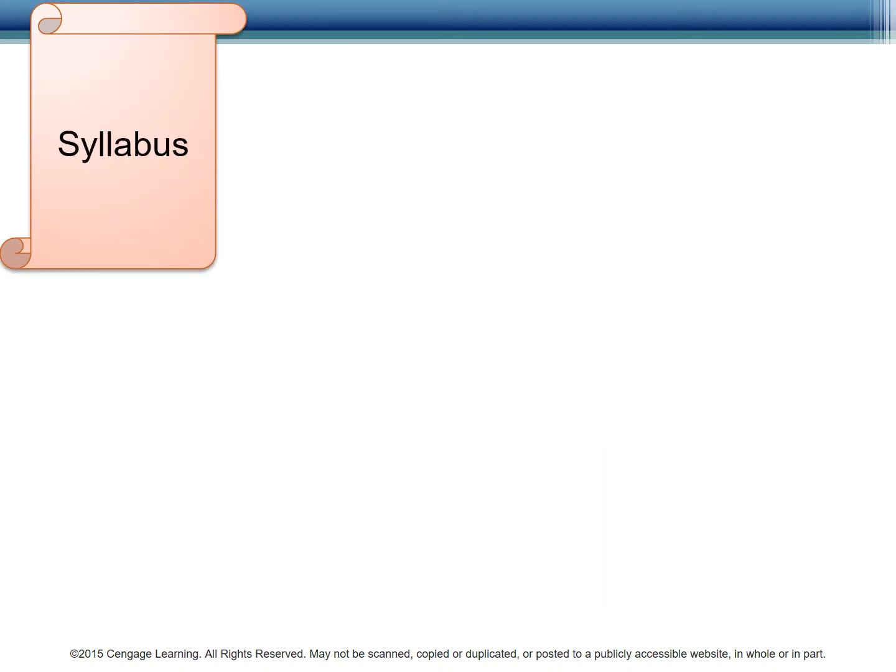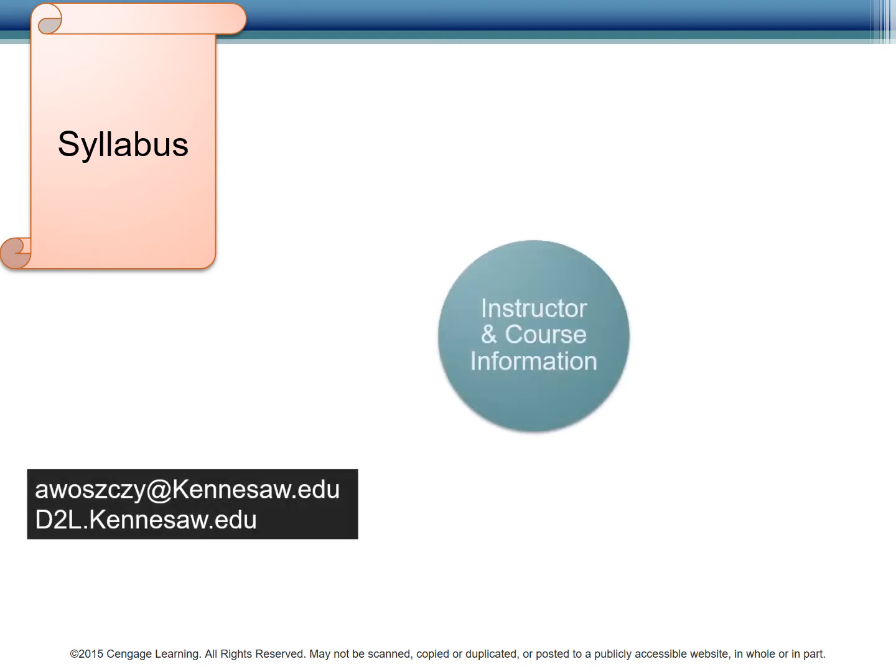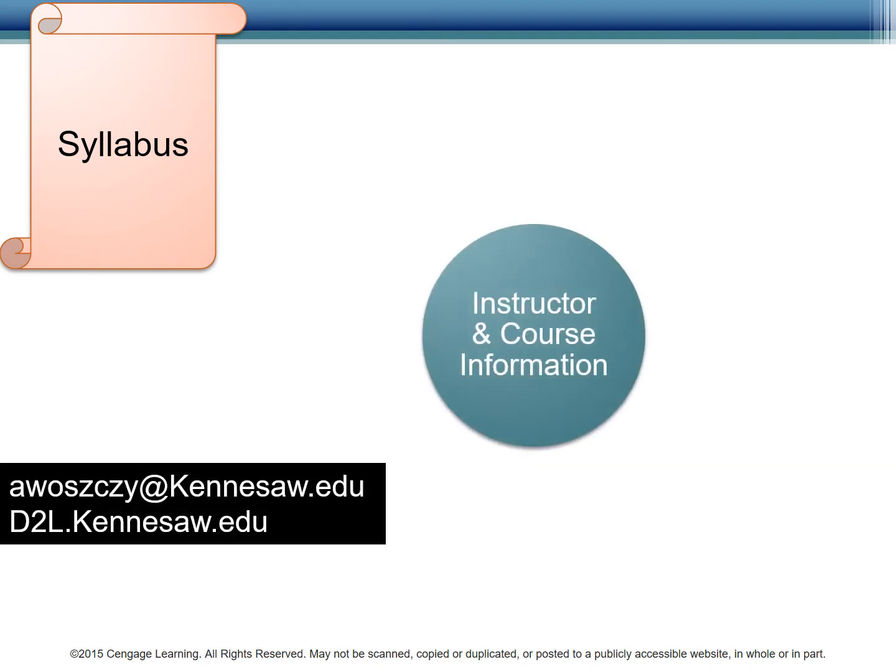Let's start with how to contact me. The preferred method of contact is awozy@kennesaw.edu. D2L won't allow me to respond automatically to your messages, so I don't use it. All of the course information is available at d2l.kennesaw.edu.